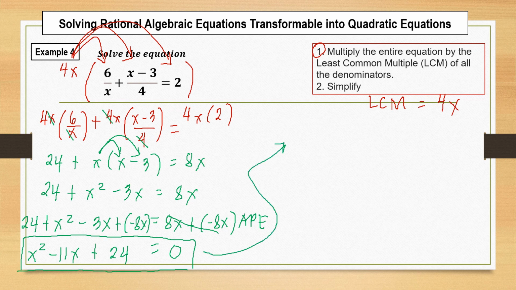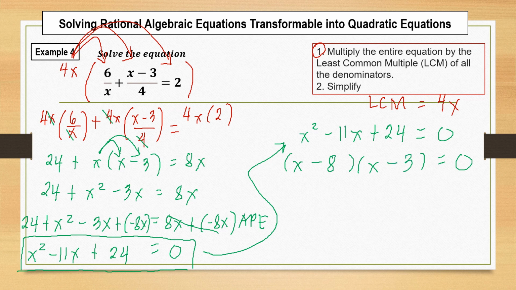So we can now solve it using the method of our choice. x squared minus 11x plus 24 is equal to 0. So we choose factoring. We have x and x. So what are the factors of 24 that will give us negative 11 when added or subtracted? That would be negative 8 and negative 3.